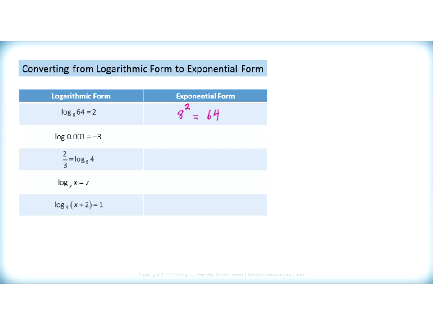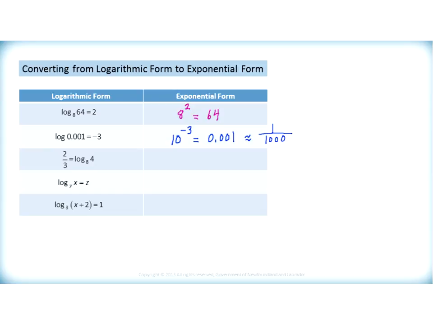In the next example, we have the log of 0.001 is equal to negative 3. Notice here that there is no base given to the log. So this would be an example of a common logarithm that you could actually evaluate on your calculator if you wanted to. However, when there's no base given to the log, we should know that the base is 10. So we write it in exponential form as 10 to the negative 3 is equal to 0.001, which we know is equal to 1 over 1,000.